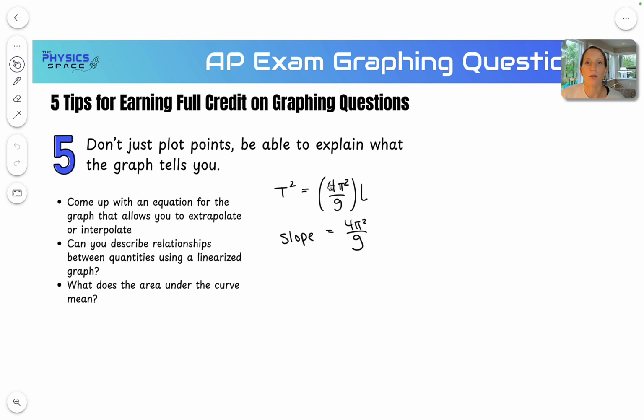So we want to be able to recognize what features of our graph mean, how we can then translate that into a description of the relationship between quantities or an equation that we can use to do a variety of different calculations.